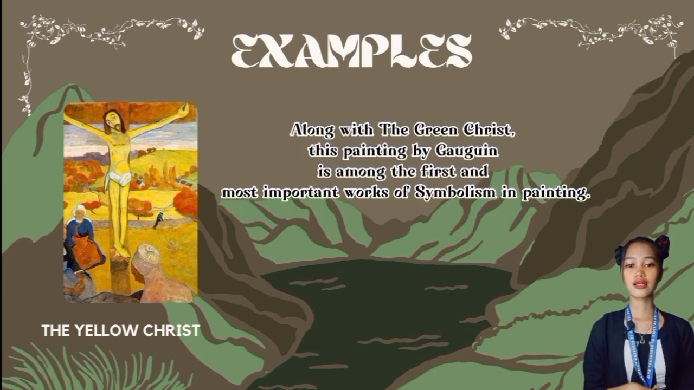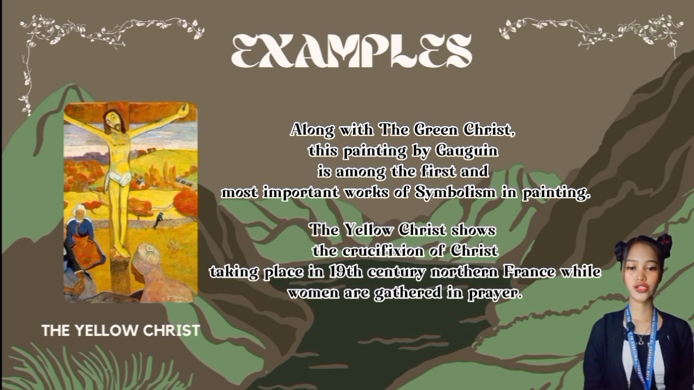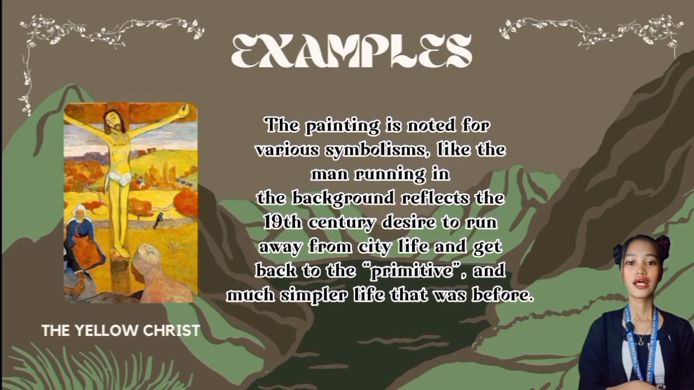Along with The Green Christ, this painting by Gauguin is among the first and most important works of Symbolism in painting. The Yellow Christ shows the crucifixion of Christ taking place in 19th century northern France while women are gathered in prayer. The painting is noted for various symbolism, like the man running in the ground reflecting the 19th century desire to run away from city life and get back to the primitive and simpler life that was before.